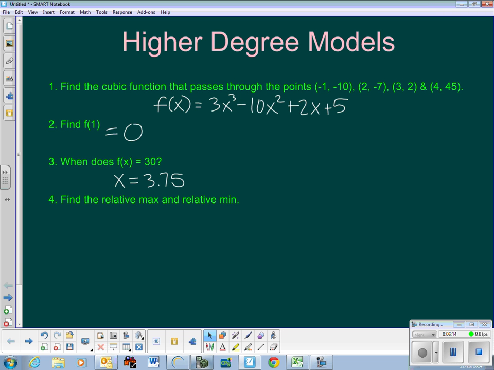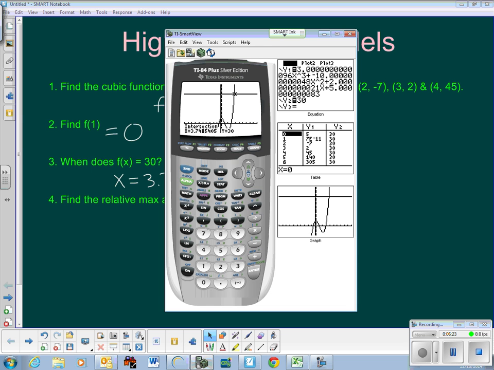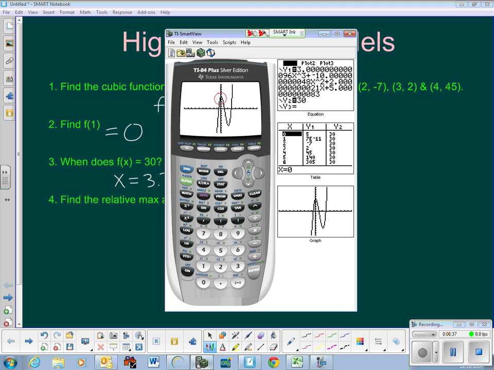All right, so a little bit of maneuvering we have to do to plug in a y. Okay, relative max and relative min. What that means is, where are the peaks and valleys? If you ever hit zoom 6, it will take you back to your 10 by 10 grid. All right, so relative max, that's asking for the location of this little peak right there. So what are the x and y coordinates of that little peak?